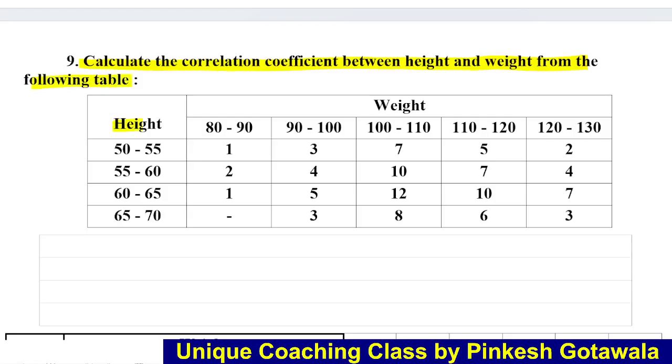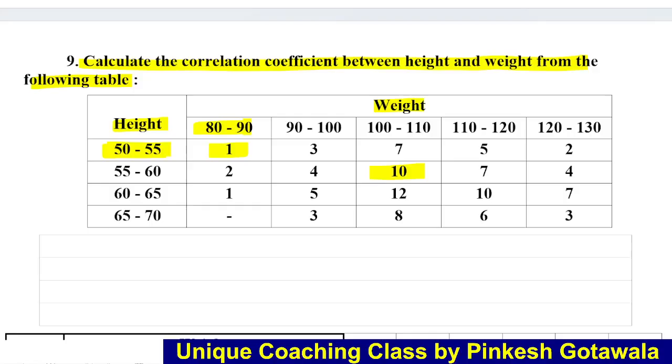Okay, so here they give height and weight. I also explained what it means. Again, I told you, 50 to 55 means some person which has a height 50 to 55 and weight 80 to 90, there is a total of one person. Okay, one person whose height is 50 to 55 and weight 80 to 90.